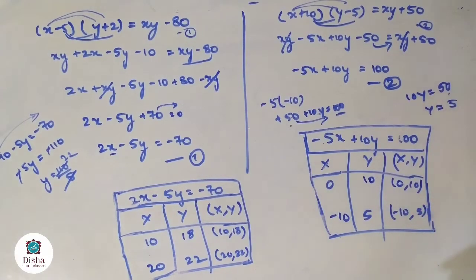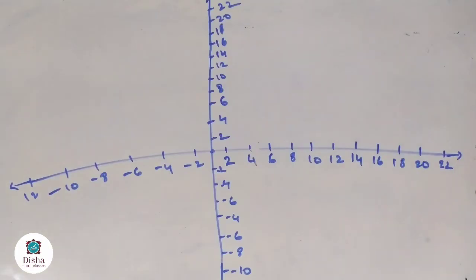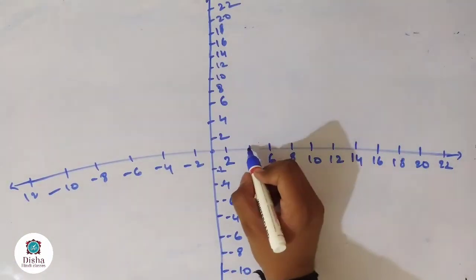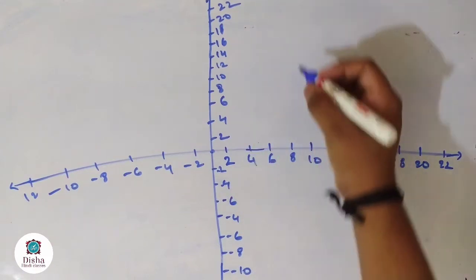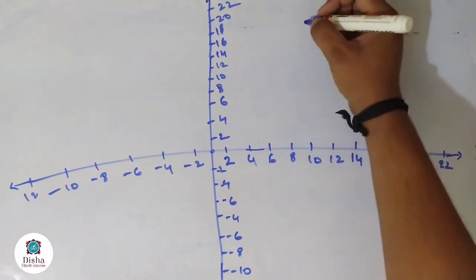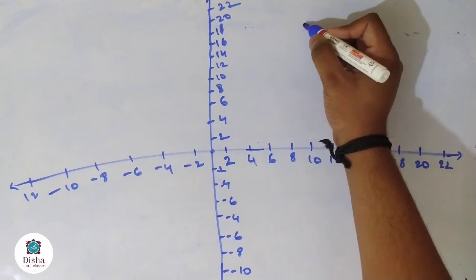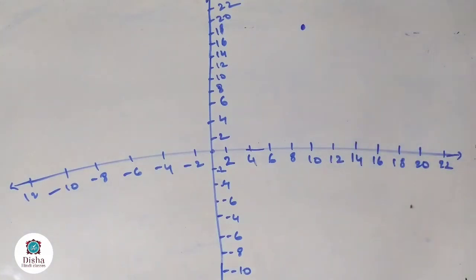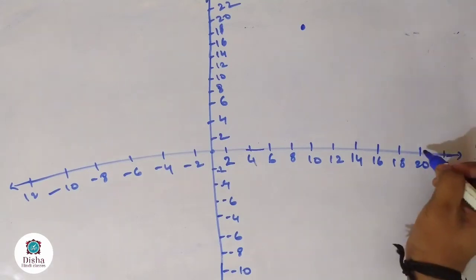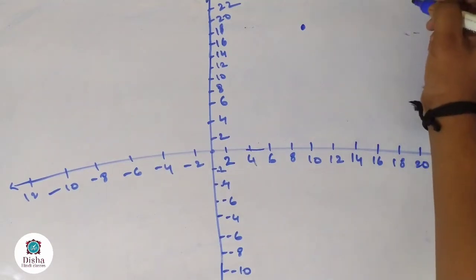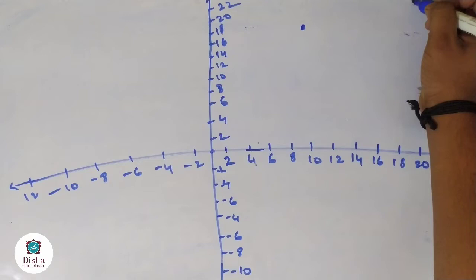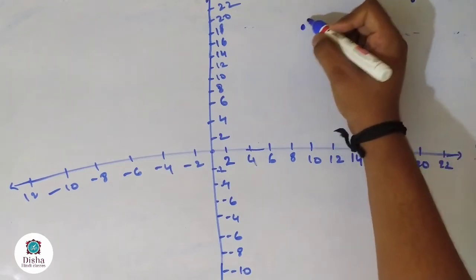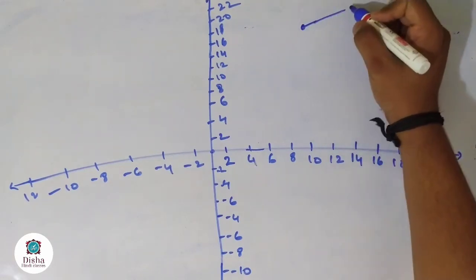So let us plot this on the rough graph. What points have we got? First one is 10 comma 18. 18 is here and 10 is here. So 18 comma 10 will be here, right? Next we got 20 comma 22. Here it is, 22 at the top. So this is one.